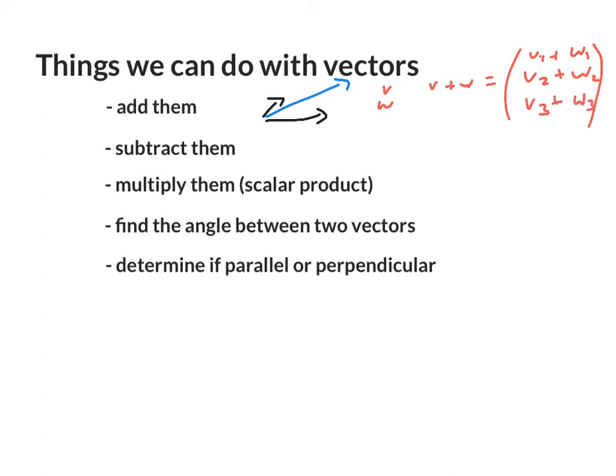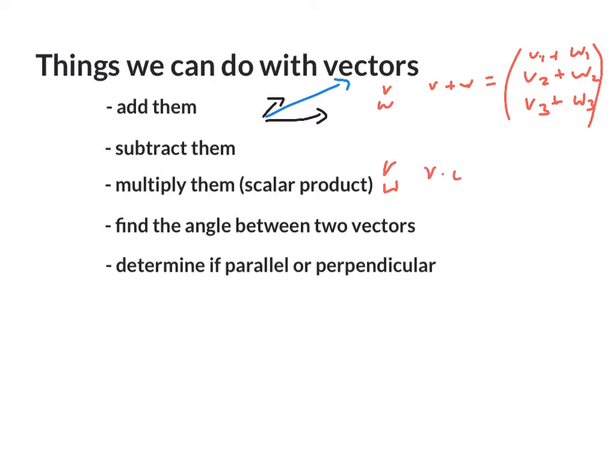Okay. All right. We can subtract them. This is what we saw in the last slide with subtracting. We can multiply them. So this is an interesting sort of new idea. This is called the scalar product. And the reason why we call it the scalar product is it can actually be done 2 different ways. So when we multiply them, we can multiply them in a way that you might expect. Let's say we have v and w again. A scalar product can be written as v times w.